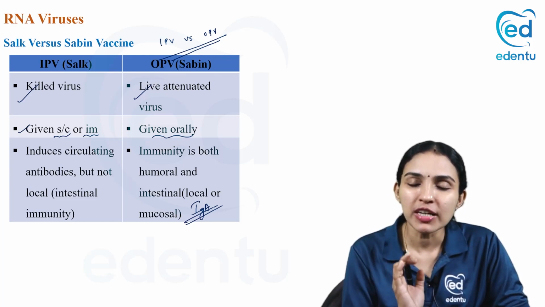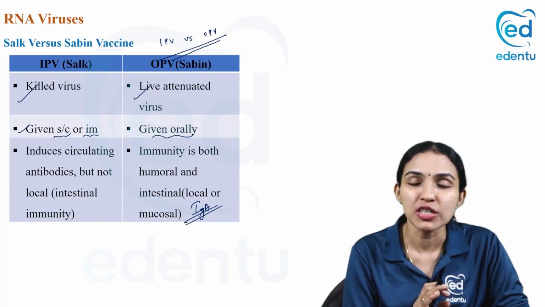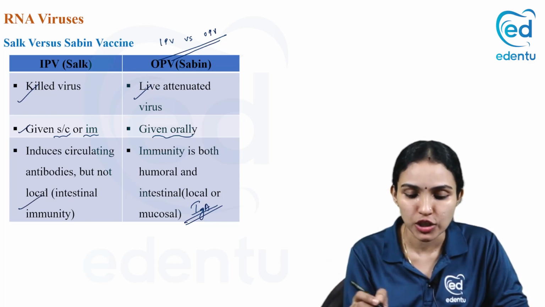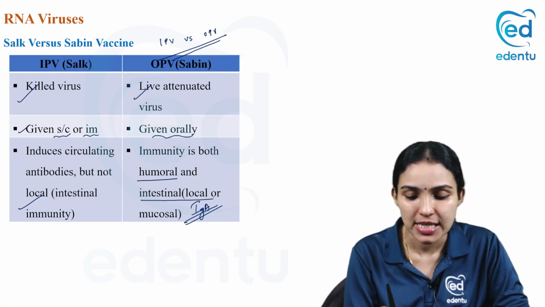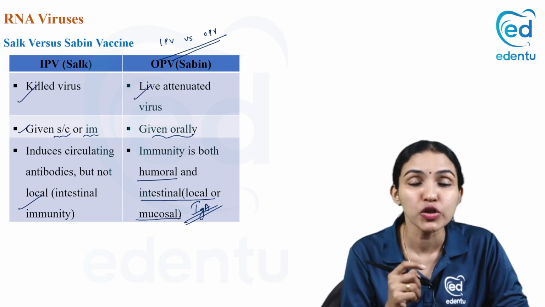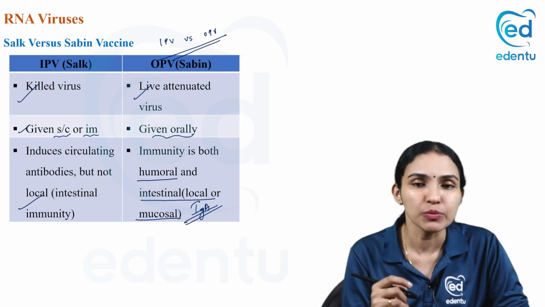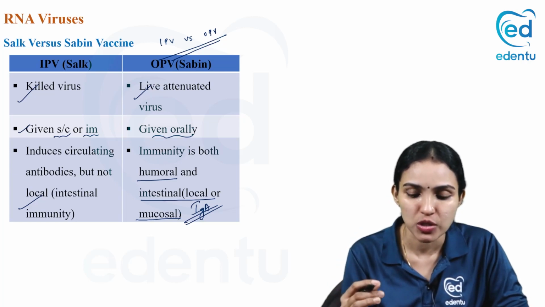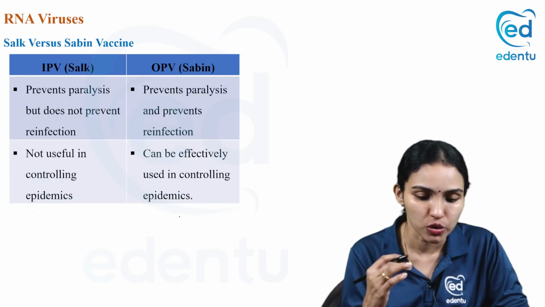So, IPV will induce the circulating antibodies, but it won't induce local or intestinal immunity, whereas OPV can induce both humoral and intestinal or local or mucosal immunity. We have learned that in the immunoglobulin class, mucosal immunity or local immunity is induced by IgA antibody. So, that can be possible only with oral polio vaccine.